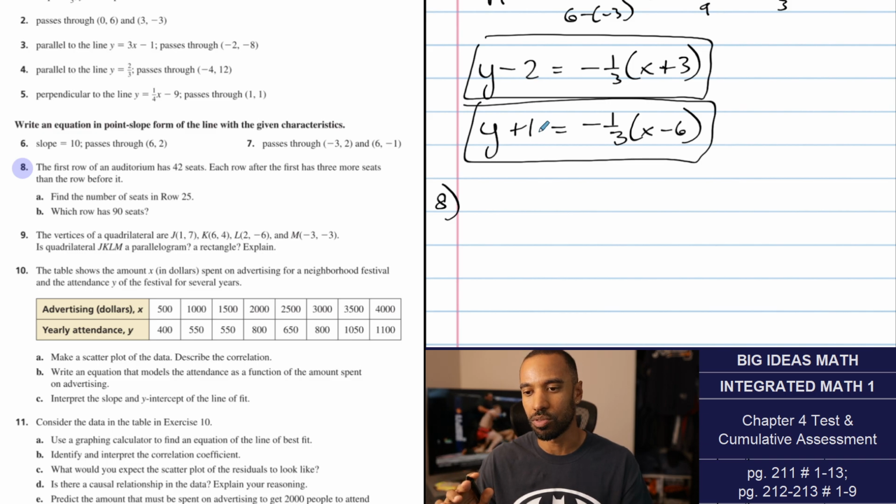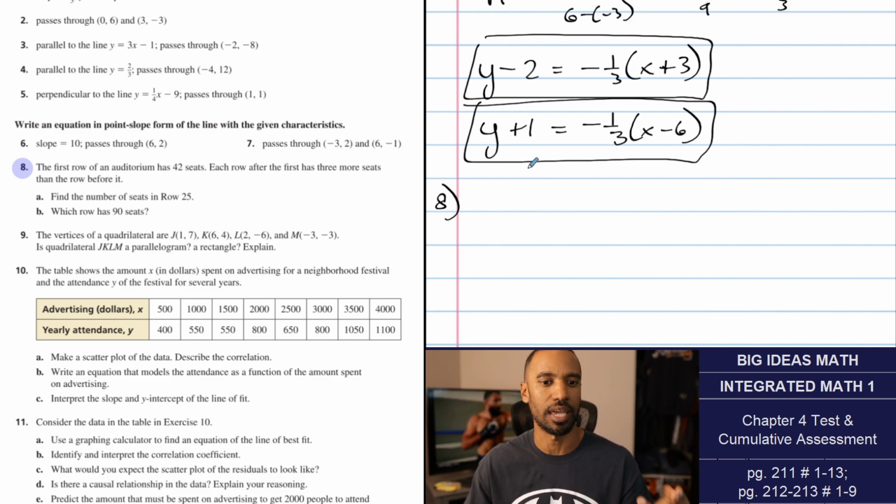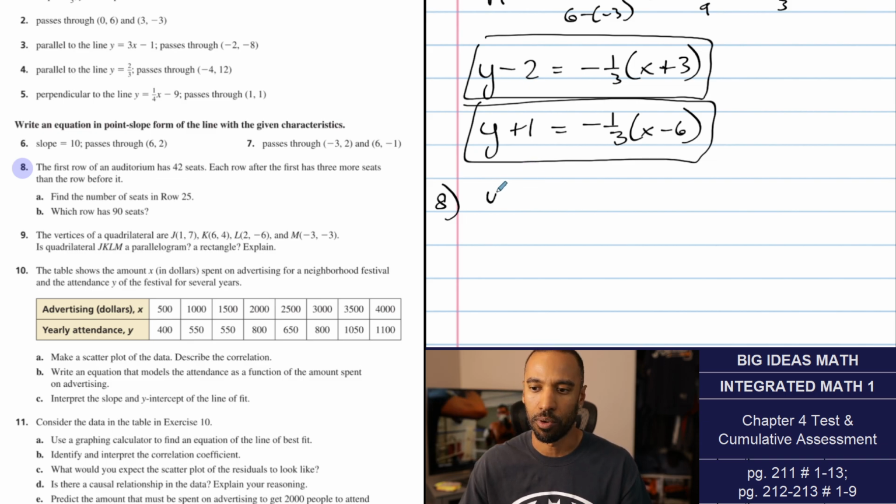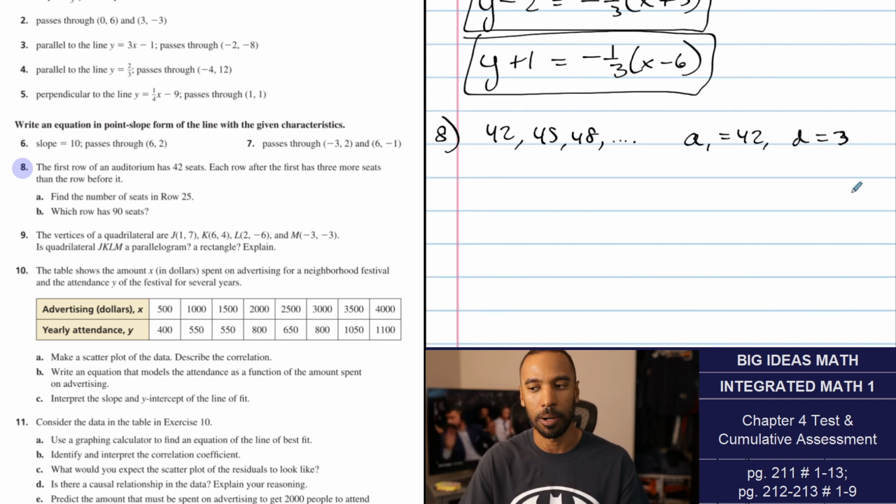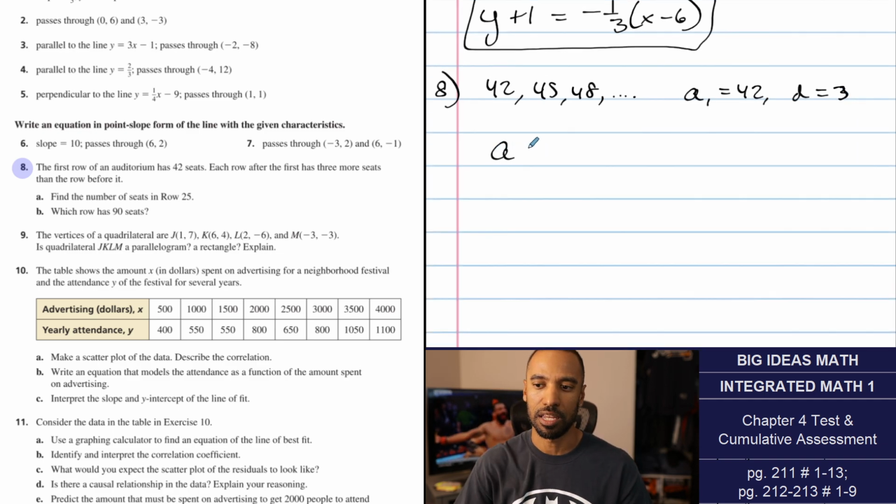So in order for us to do this, I'd love to come up with a rule for this. Our sequence looks like the first row has 42 seats. The second row is 3 more seats than that, 45. The third row is 48, etc. That actually doesn't matter to me. What matters is the information they give us. The first row is 42, and then the common difference is 3. 3 more seats than the row before it. Those are the things that matter to me to make an equation.